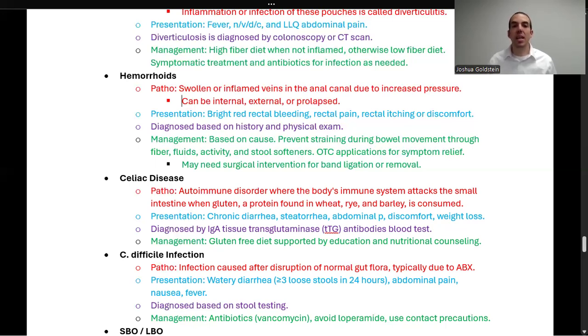Next, we have C. diff. C. diff, again, not very commonly or not extensively covered in GI, but we'll talk about it real quick. This is also an infectious disease topic. C. diff is where a patient has Clostridium difficile, which is a bacterial pathogen.